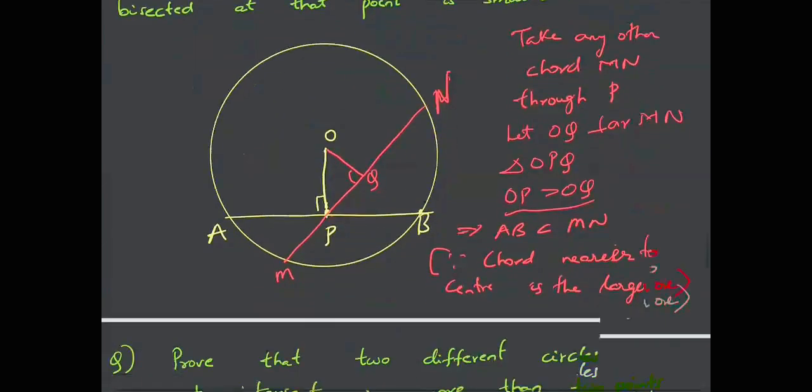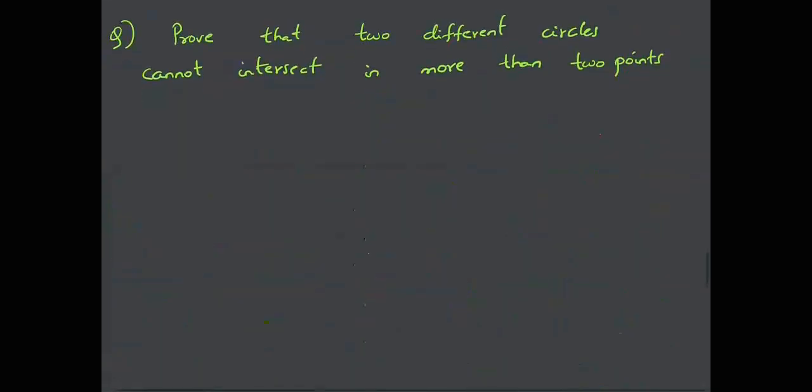Yes, let us move to the next question. Try this one. Two different circles cannot intersect in more than 2 points. We need to prove this.